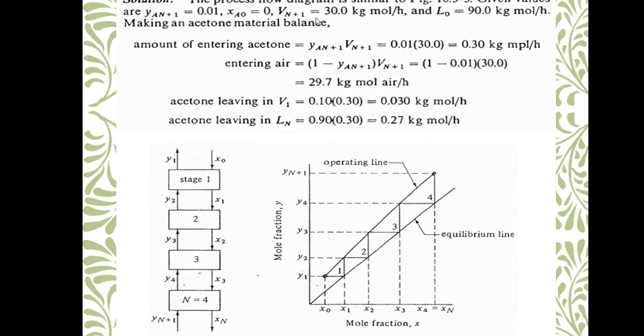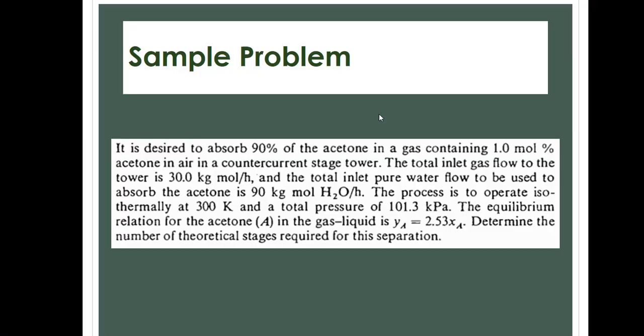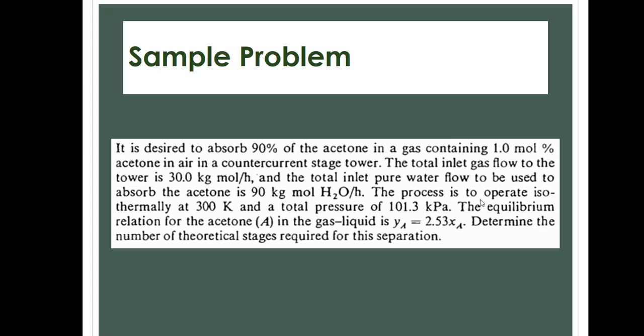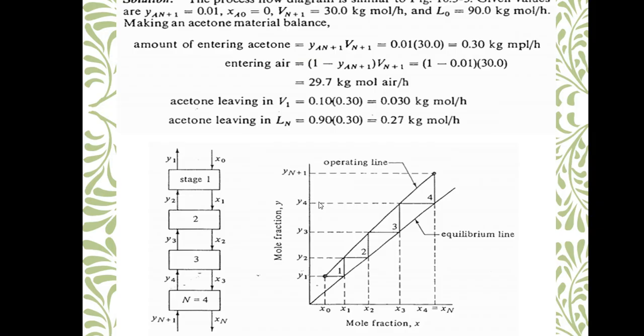This V sub N plus 1 is 30 kg mole. It's given in the problem. So 30 kg mole for total inlet gas flow. Okay, we move on. And for the solvent, it's 90 kg mole. So pure water is to be used to absorb the acetone, and the amount of 90 kg mole water per hour is to be used. So we have here the 4 pieces of information given in the problem.